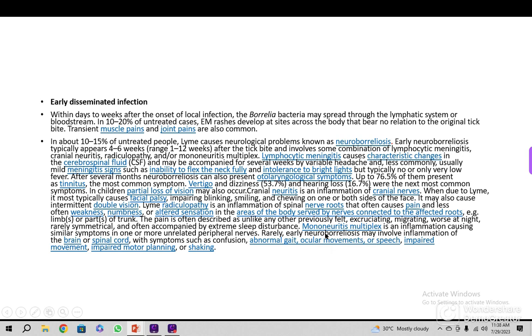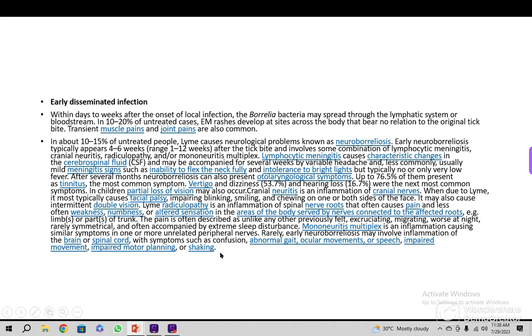It is also seen in thyroid disorders, in liver disorders, and in diabetes mellitus. Rarely, early neuroborreliosis may involve inflammation of the brain or the spinal cord, with symptoms such as confusion, abnormal gait, ocular movements and speech, impaired movement, impaired motor planning or shaking.